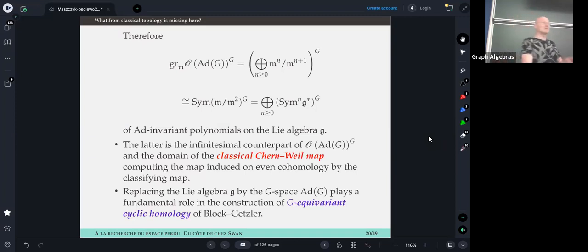Namely, replacing the Lie algebra, which is an infinitesimal object, by the space of G acted on by itself by conjugations, plays a fundamental role in the construction of G-equivariant cyclic homology of Block-Getzler. So if we expect at some moment that cyclic homology will appear as a recipient of this invariant, it is a very natural choice.